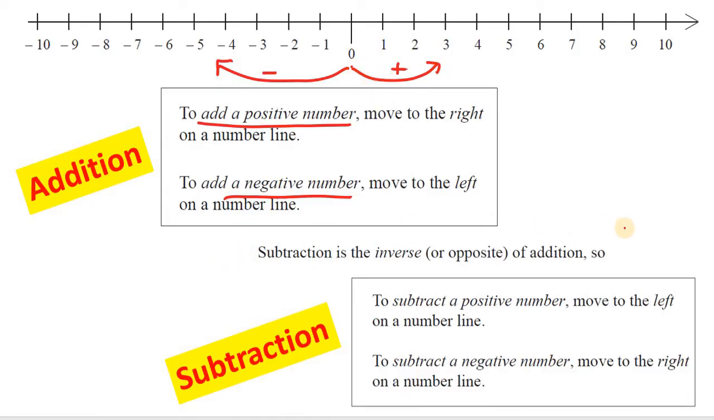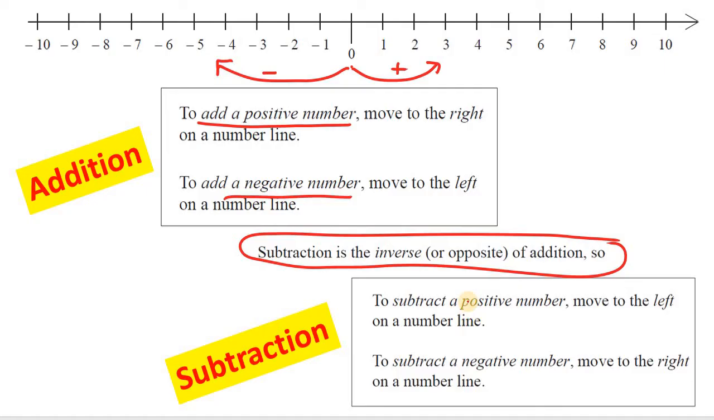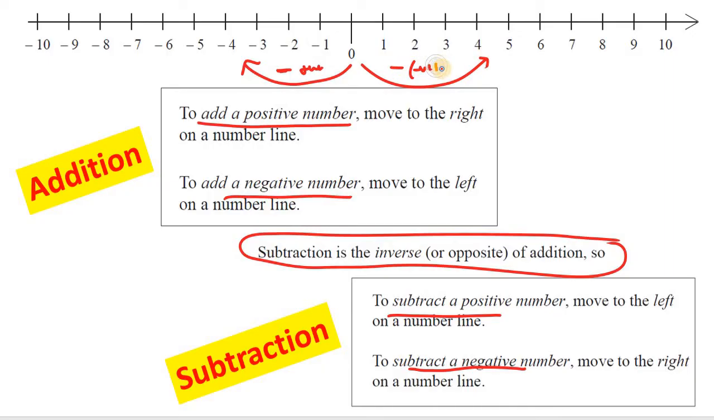Regarding subtraction, you have to remember this very important fact that subtraction is the inverse of addition. So what does this mean? This means that to subtract a positive number you have to move to the left. If I have got yet another number line just like over here, then to subtract a positive number you have to move over here. So this is subtraction of a positive number, and to subtract a negative number it is to move on the right side. Again, subtraction of a negative number.